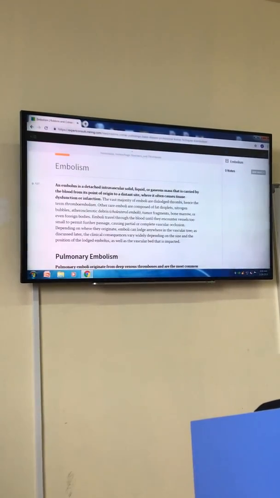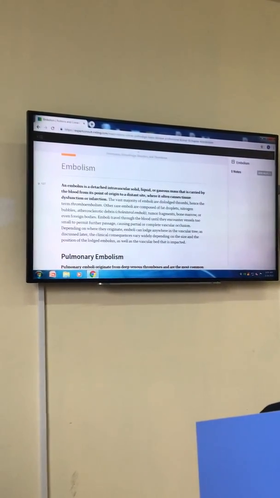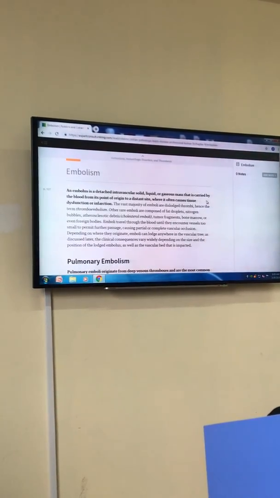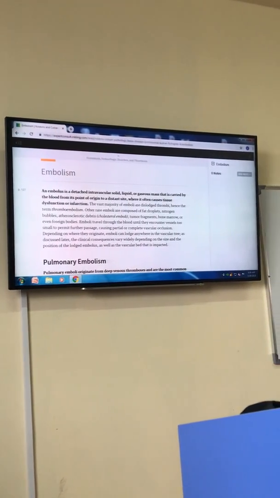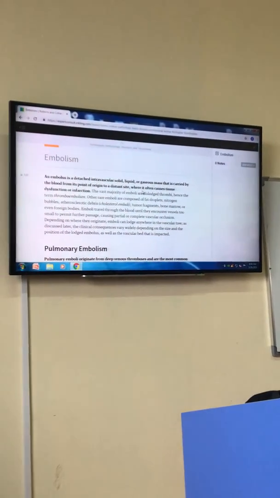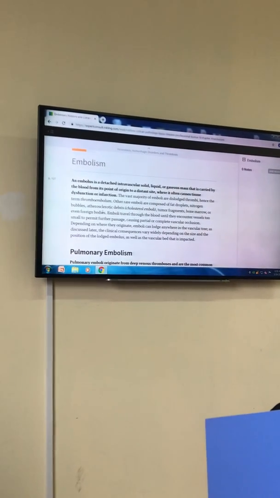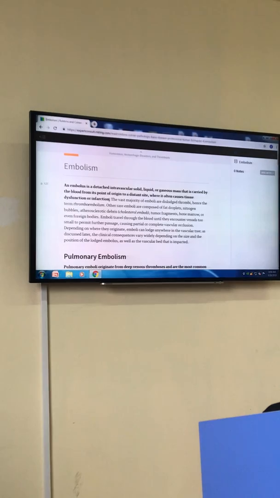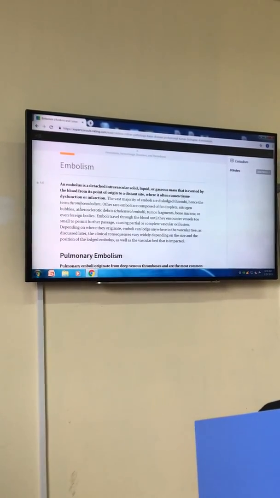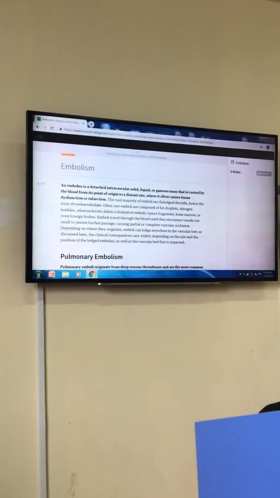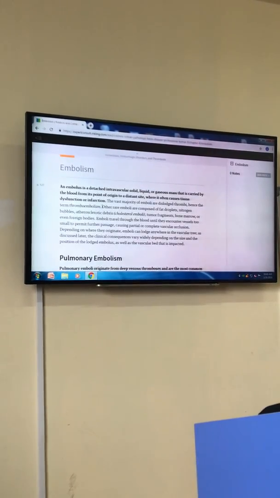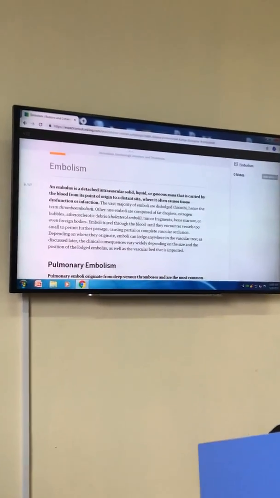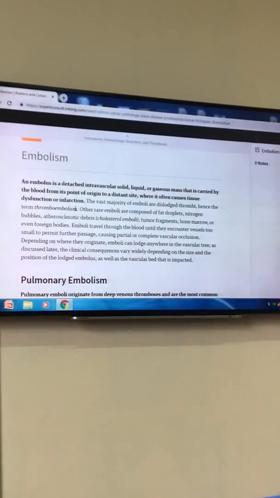So, an embolus is a detached intravascular solid, liquid, or gaseous mass that is carried by blood from its point of origin to a distant site where it often causes tissue dysfunction or infarction. But most commonly this is due to thrombosis. That's why we use the term thromboembolism. But in addition to thrombosis, it can have other causes that we will mention.